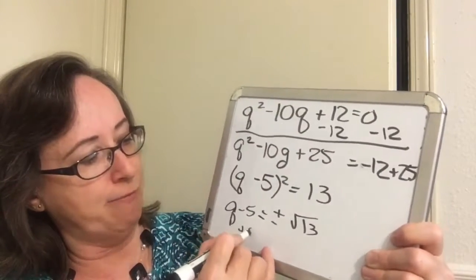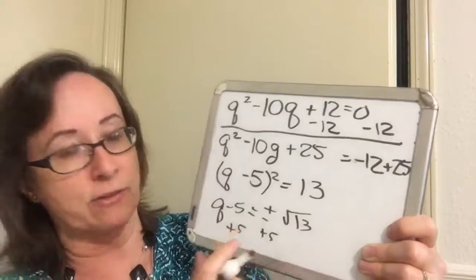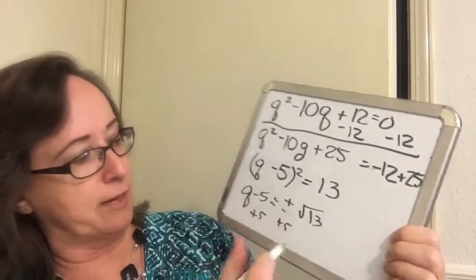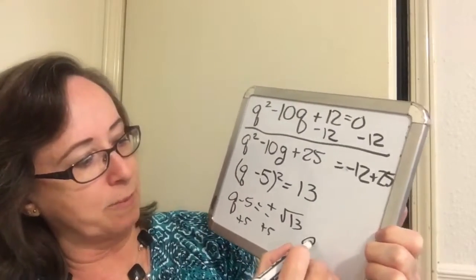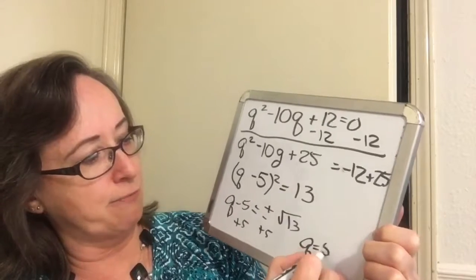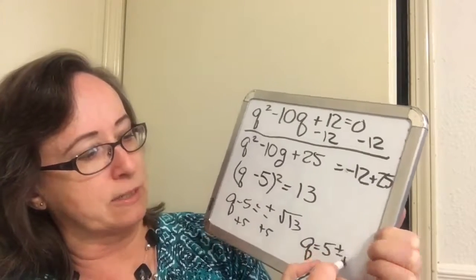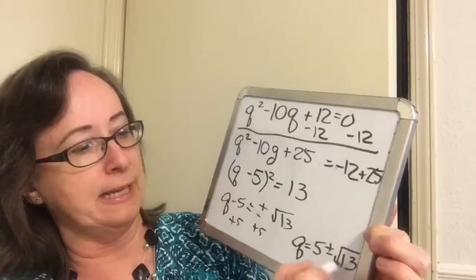So now I'm going to add a 5 and add a 5 to the other side right up there in the front. And my final answer will be q is 5 plus or minus the square root of 13.